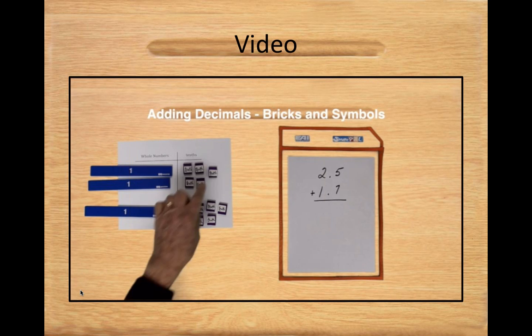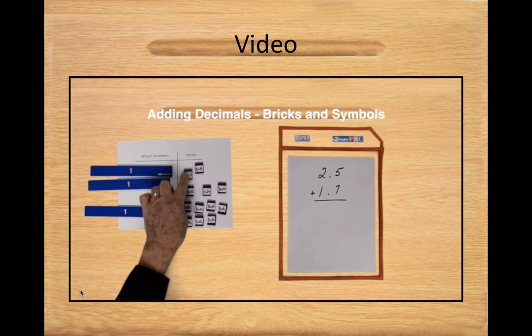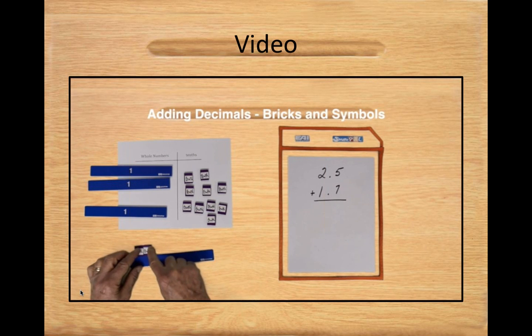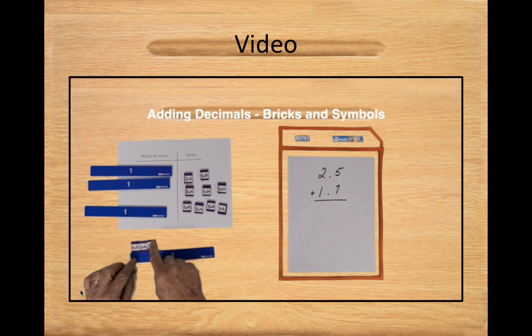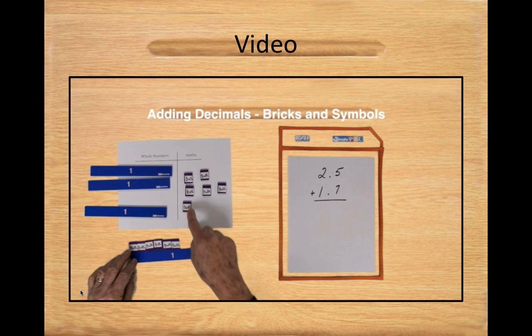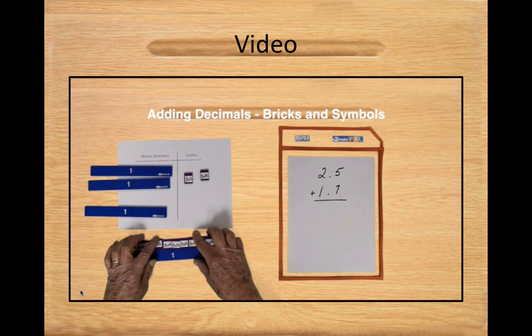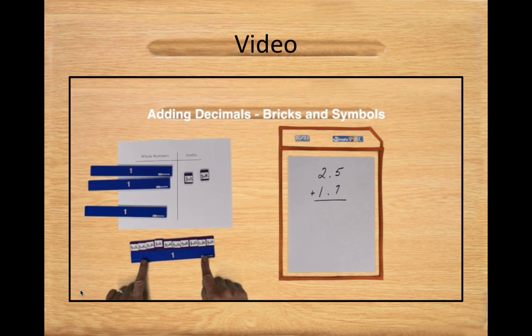When we put our tenths together, we have 12 tenths, which is a lot of tenths. So what we're going to do is cut down on the number of tenths by trading 10 of our tenths for 1, 1. So we're going to take 10 of our tenths and trade them for 1, 1. So there's 10 of our tenths being traded for a new 1.